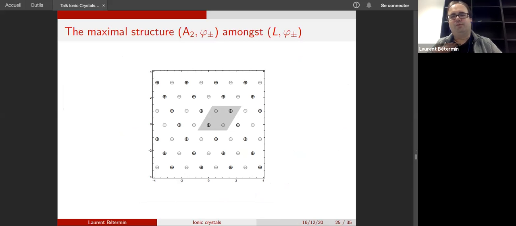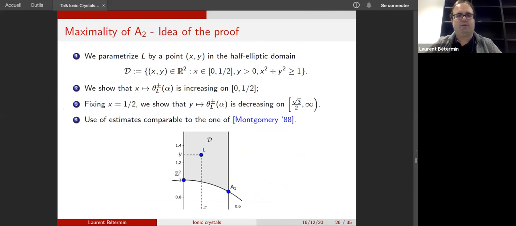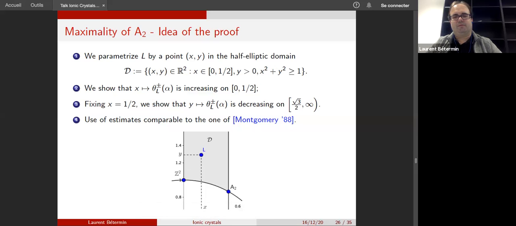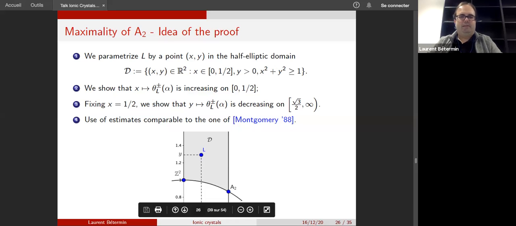So just an idea of the proof, but of course it's long and we have many estimates. But the idea is, as Montgomery did in '88, to parameterize the lattice by a point in the half elliptic domain here, this blue one, and you show that basically the function is increasing in that direction, so in the x direction, and now you are in for x equal to 1/2.